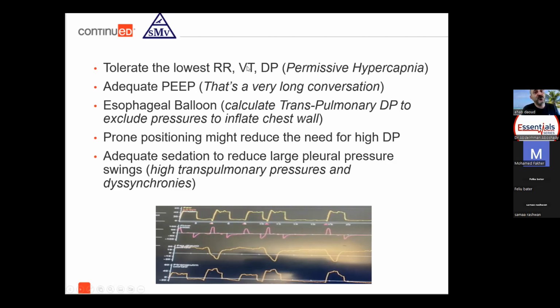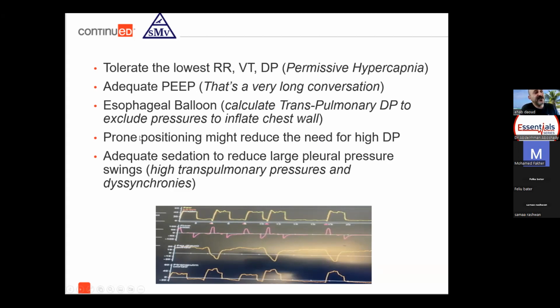So you need to know the alveolar tidal volume if you use volumetric capnometry, and of course the lowest driving pressure possible. You have to use adequate PEEP, and that's another huge conversation and debate. It's been 50 years, and we don't even know what adequate PEEP means. I really use esophageal balloons a lot, especially in the difficult patient, because I get so much information from it. I can calculate the transpulmonary driving pressure. I can calculate the lung transpulmonary pressures instead of the chest wall.